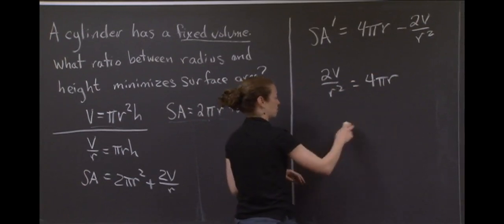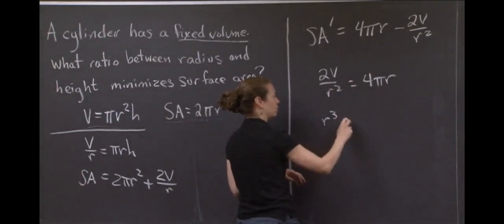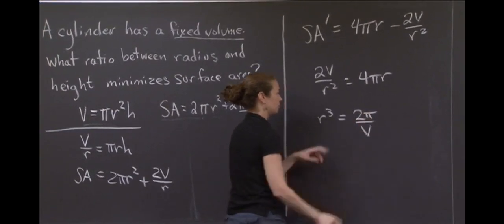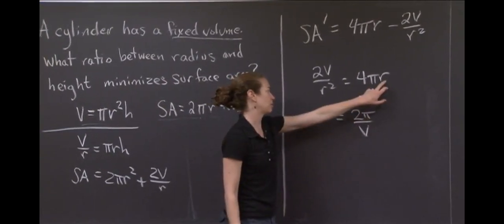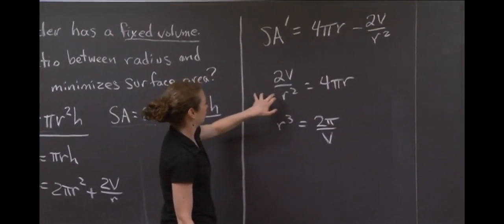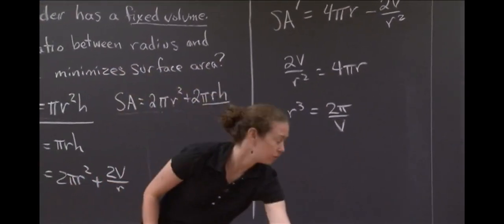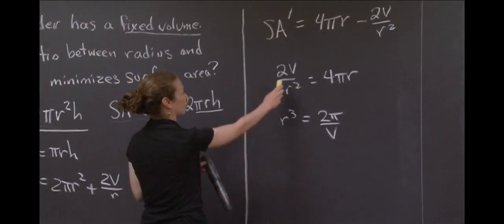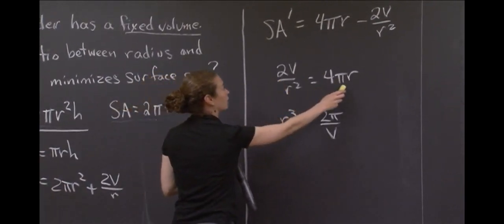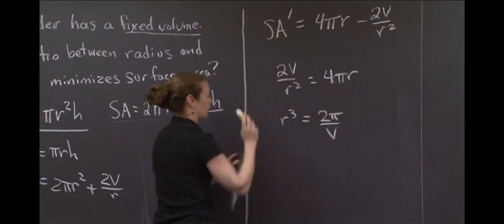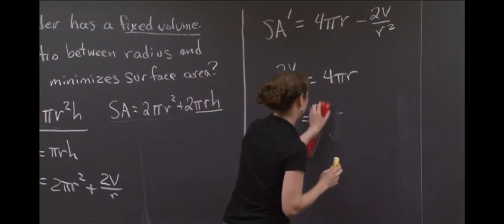I'm going to put it on this side, r cubed is equal to 2 pi over v. Let's just check. If I multiply both sides by r squared, divide by 4 pi. Ooh, I did it backwards. I think it should actually be pi over 2v. Let me double check that all my signs are correct. That's r cubed. Divide by 4 pi. I should get pi over 2v.